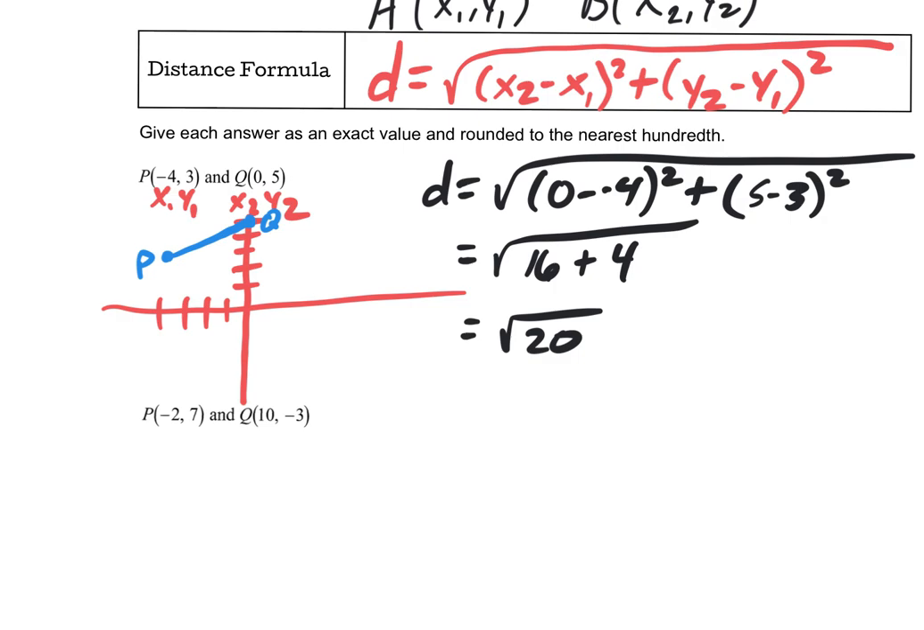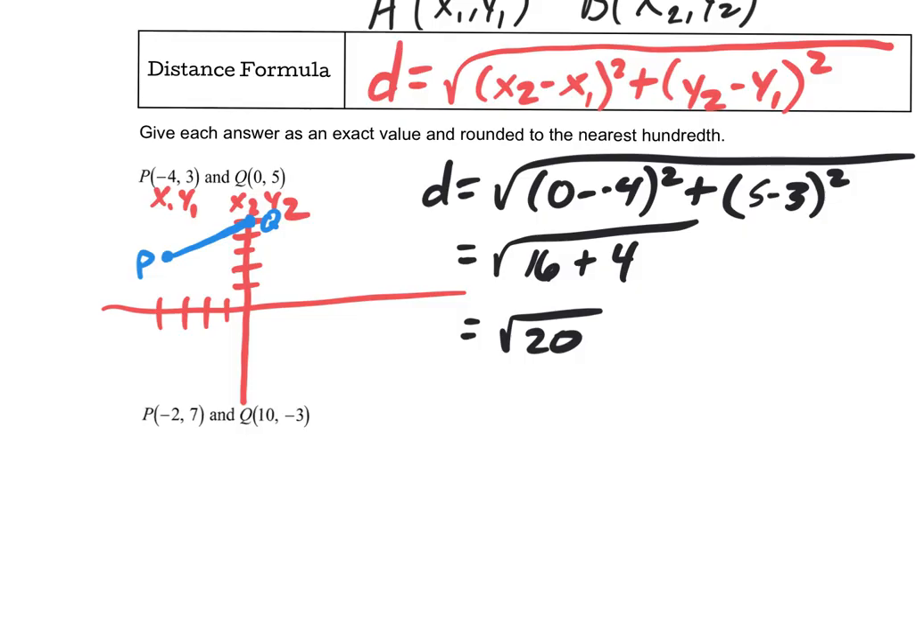This answer here is what we would call our exact value. So if we ever say, give me an exact value, the square root of 20 would be an exact value, because when I put the square root of 20 into my calculator, it's going to give me a decimal. That decimal would be the rounded answer, okay? So if it says exact value, this would be the answer. Eventually, we'll talk about how to simplify a radical. We're not going to do that today. We're just going to leave it. And in most cases, we're going to round it to the nearest hundredth, whatever decimal place, okay?